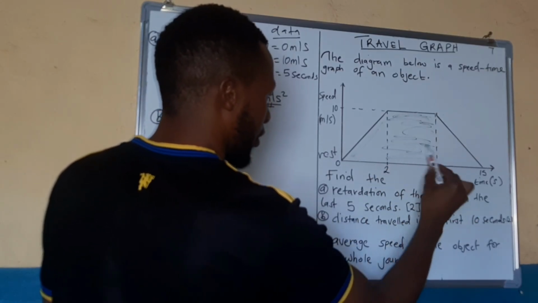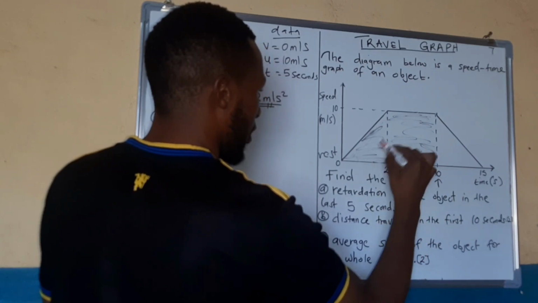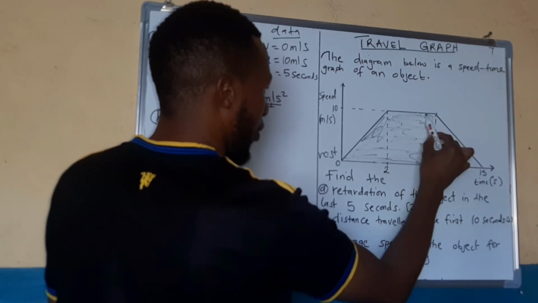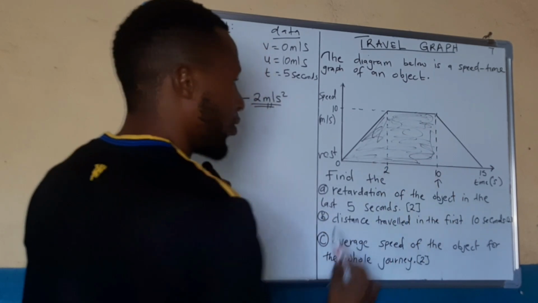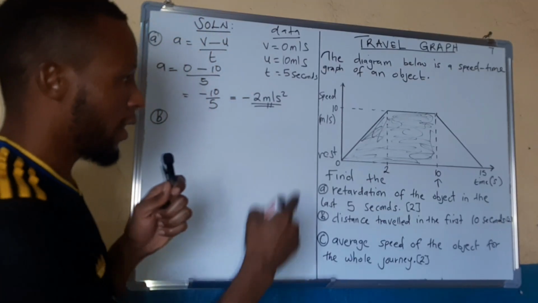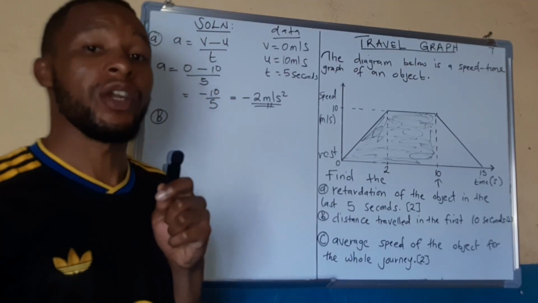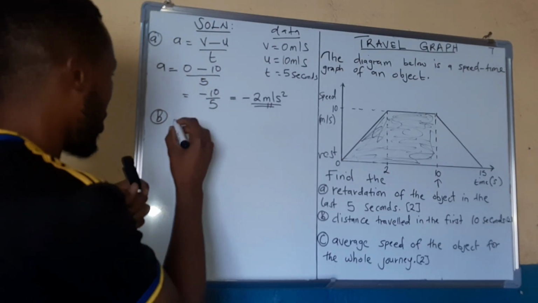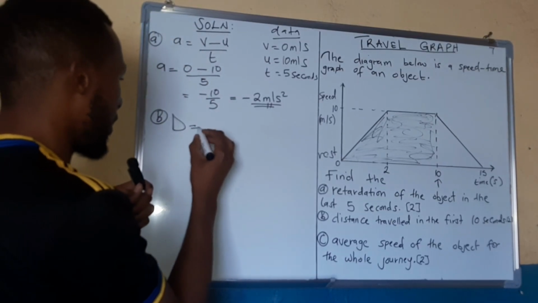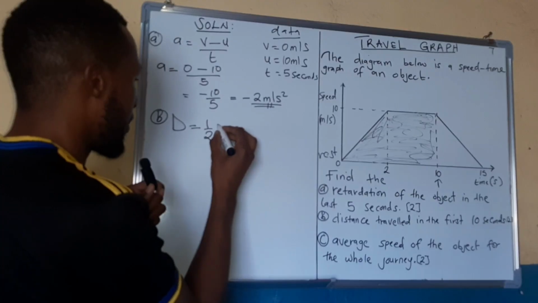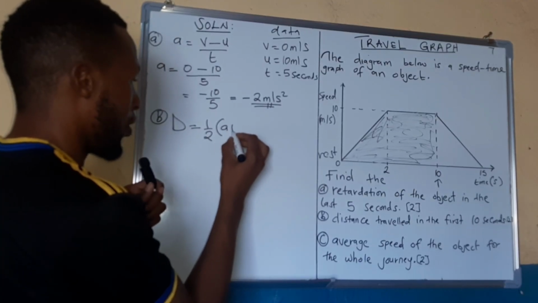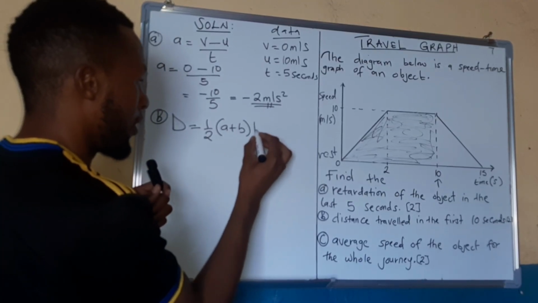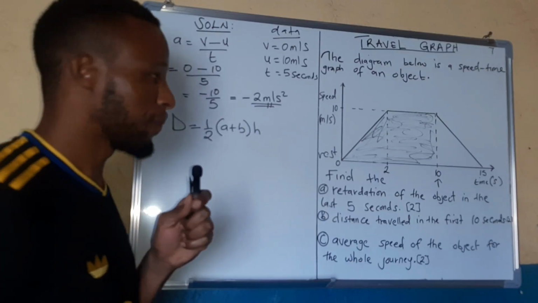Okay? This is the portion. Now when you look at this portion here, what shape is it forming? When you look at that portion, that portion forms a trapezium. Okay, so we are going to use the area of a trapezium to calculate that distance. Area of a trapezium is half into A plus B times the height.